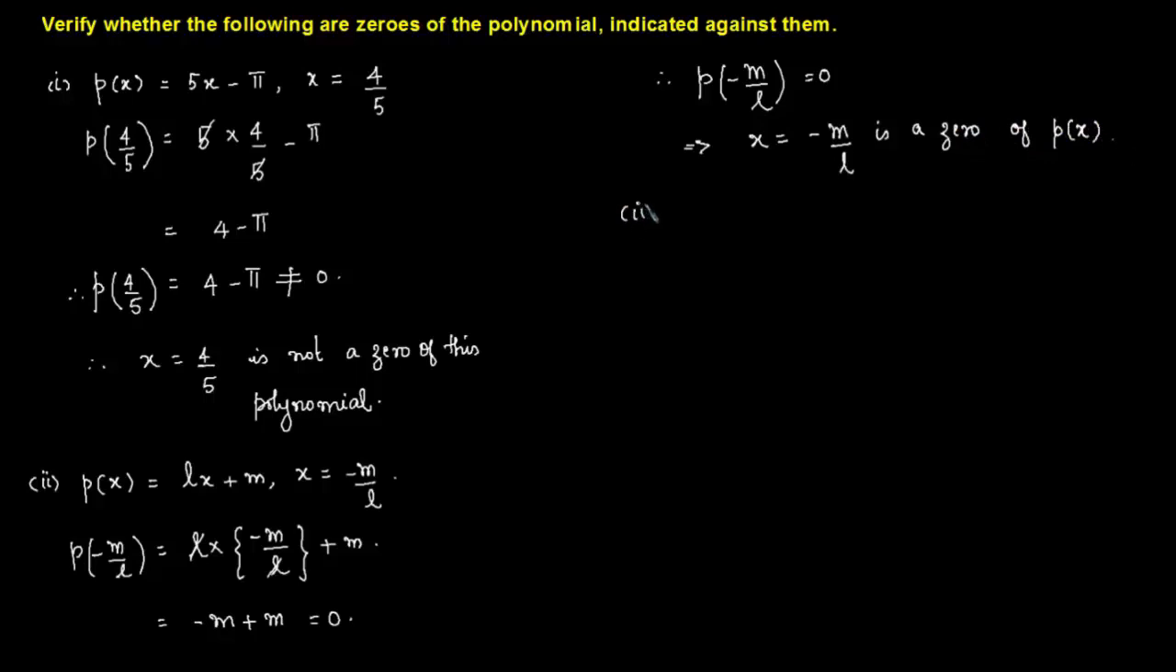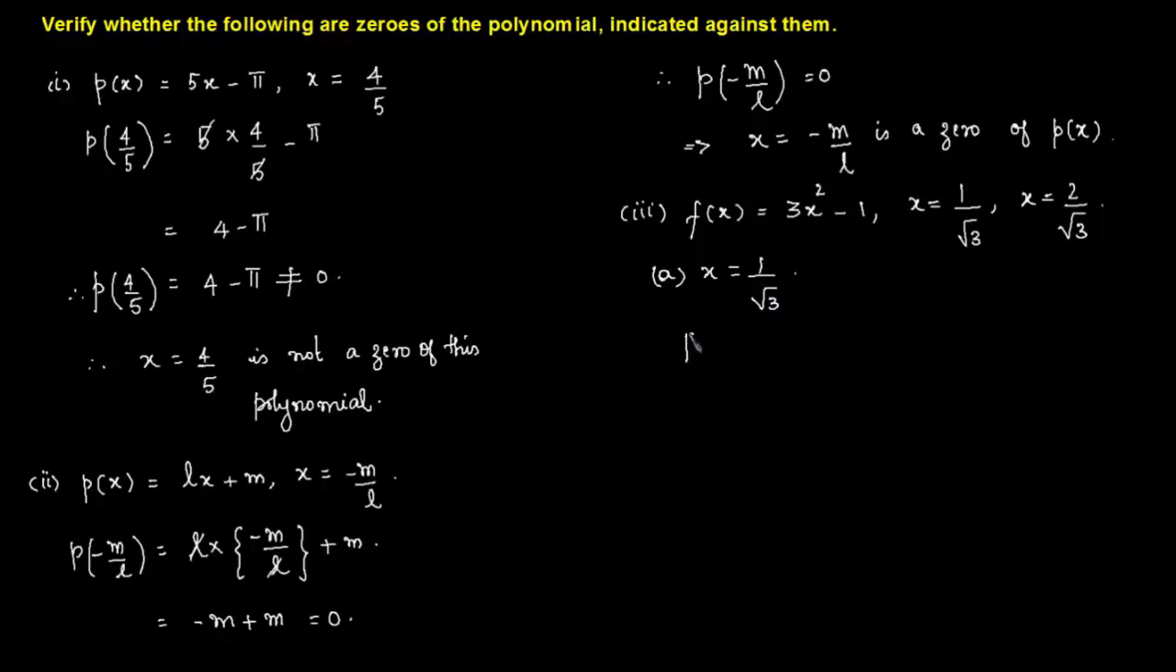Now let us do the next problem, where f of x has been given as 3x squared minus 1, and we are supposed to check if x is equal to 1 by root 3 and x is equal to 2 by root 3 are zeros of the polynomial f of x. So let us first consider x is equal to 1 by root 3, and we are supposed to check if x is equal to 1 by root 3 is a 0 of this polynomial.